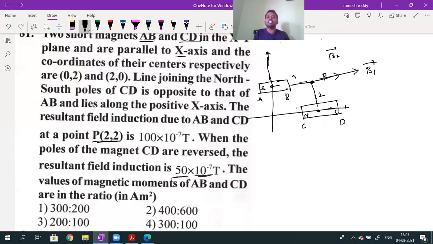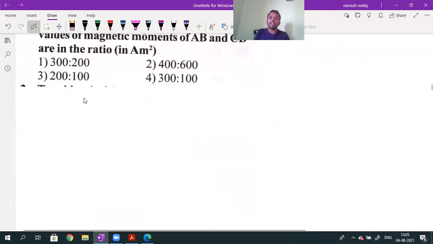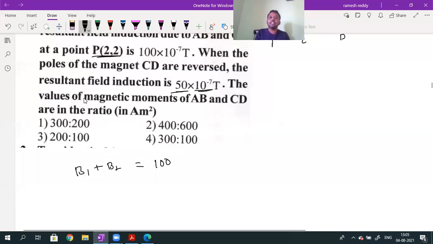So they have given that the resultant magnetic field value will be 100 into 10 power of -7. When B1 and B2 both are in the same direction, what is the resultant magnetic field value given by? Can I call it B1 plus B2? Since B1 and B2 are in the same direction, B1 plus B2 will be equal to 100 into 10 power of -7 Tesla. Correct?